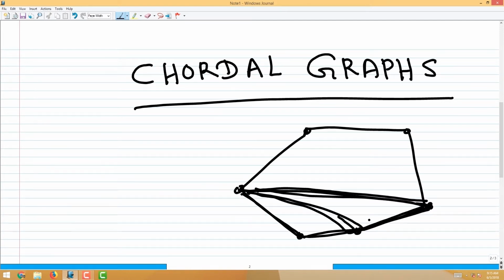So now you see a smaller cycle here, but then that's a triangle. That's okay. If you go to this cycle, then what will happen? Here you see a 4 cycle, then you need a chord, maybe this one, right? So now both are triangles. Now it's okay. Yeah, all cycles have to be either they should have a chord or they should be a triangle. This kind of graphs are called chordal graphs.